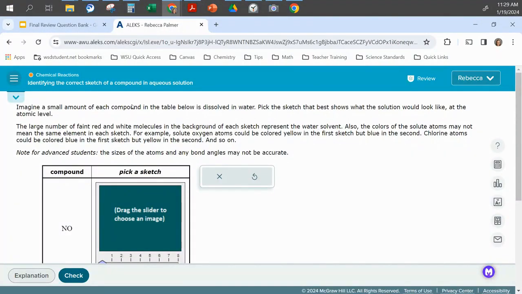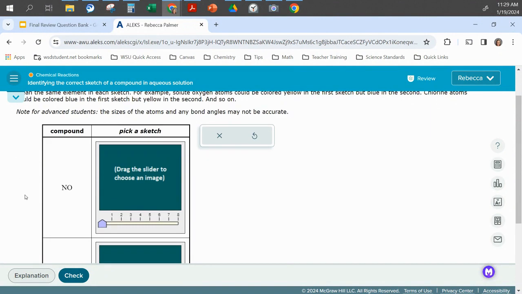Okay, so imagine a small amount of each compound is dissolved in water. So the first one, what do we have? Do we have an ionic compound or a molecule or an acid?